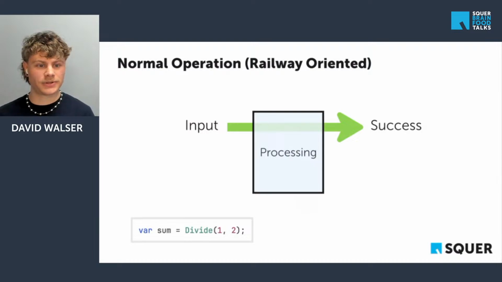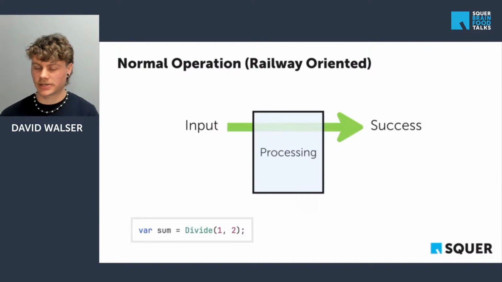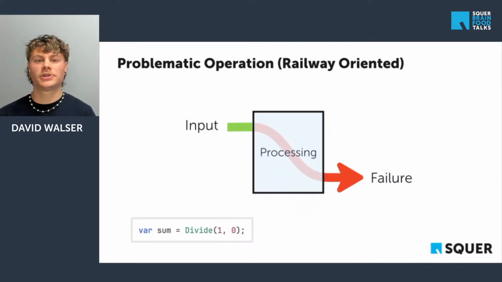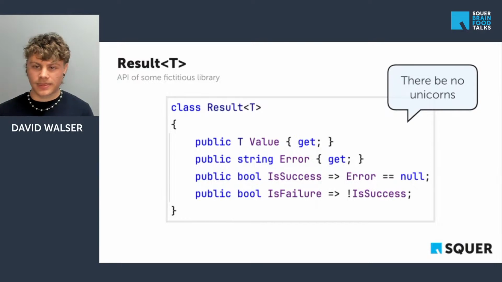So back to our example with the divide operation. Here, everything went well, and we will end up on the success track for the normal operation. But for the problematic operation, we will now end up on the failure track. Well, how could we achieve this? We could introduce a result object that handles this for us and represents those tracks.